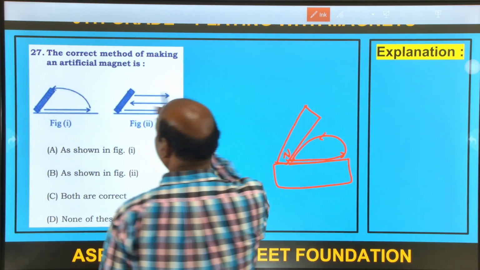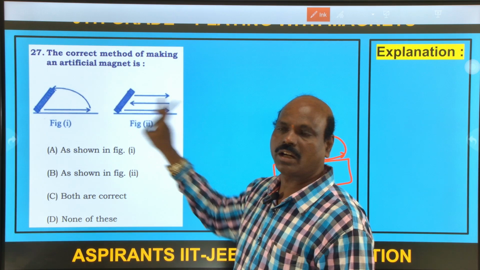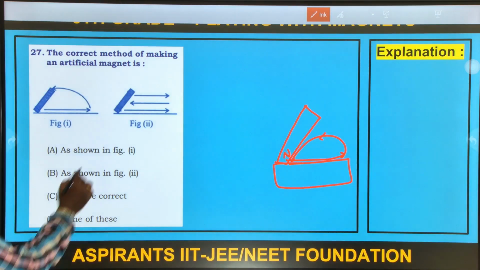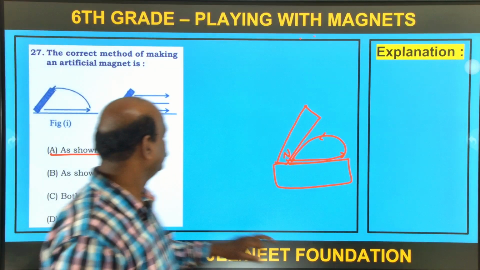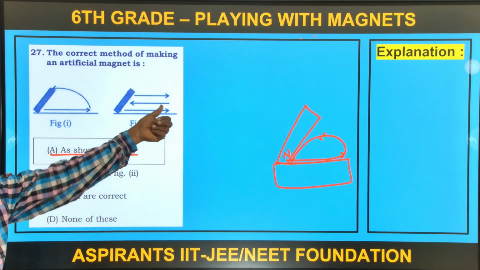In this you see that this is showing the single touch and this is showing moving forward and backward. Hence, which figure is correct? As shown, figure 1 will be correct. So we should do this method. This is not moving forward and backward.